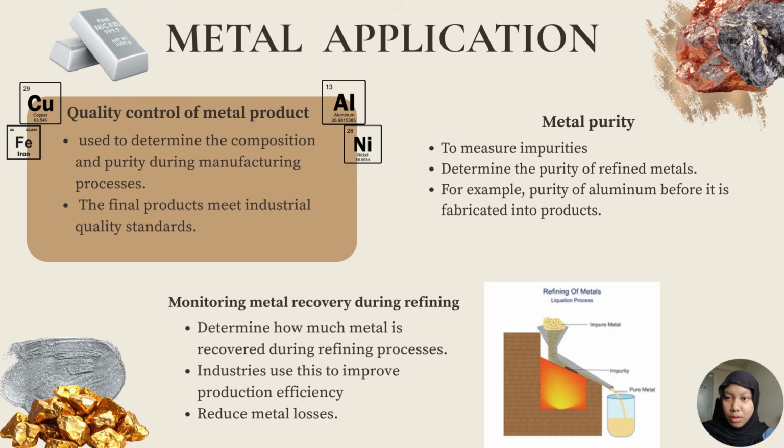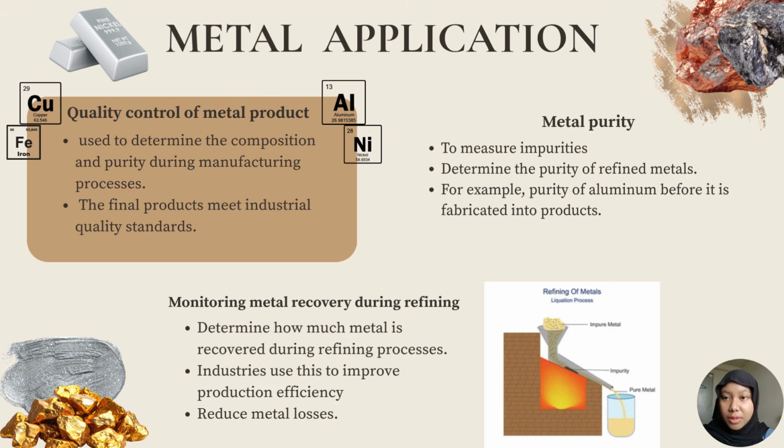First, quality control of product. Gravimetric analysis is used to determine the composition and purity of metals such as iron, aluminium, nickel, and copper during the manufacturing process. This ensures the final product meets industrial quality standards.